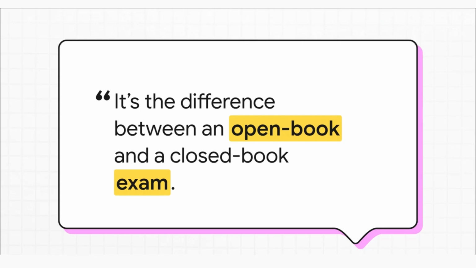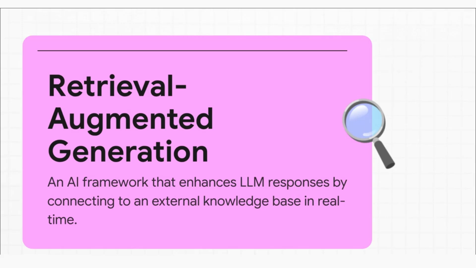Simple, right? So here's the more official definition. RAG is a system that makes a large language model better by connecting it to your own knowledge base.